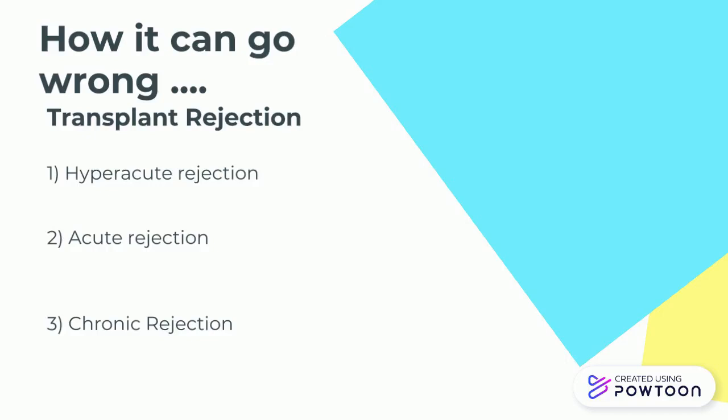CD8 cells that directly attack and kill graft cells by causing vascular damage of the graft cells, and CD4 cells which secrete IL-4, IL-5, and IL-10 cytokines, which then trigger inflammation that destroys the grafts. Antibodies also activate the complement system and cause vascular damage.